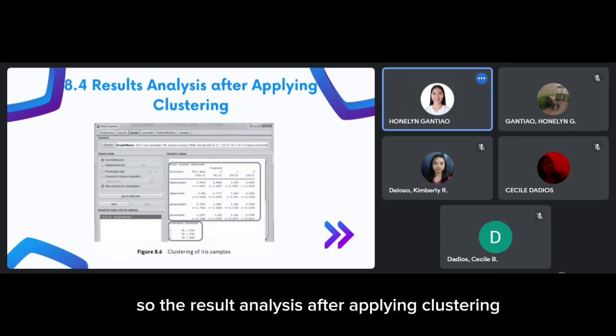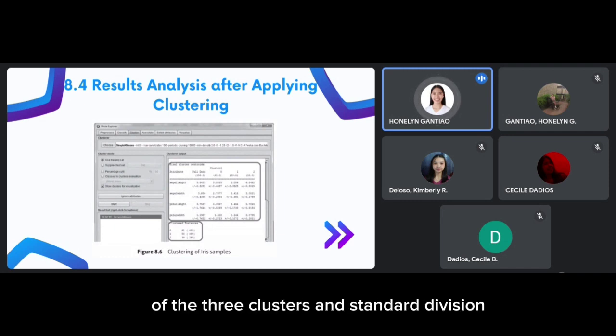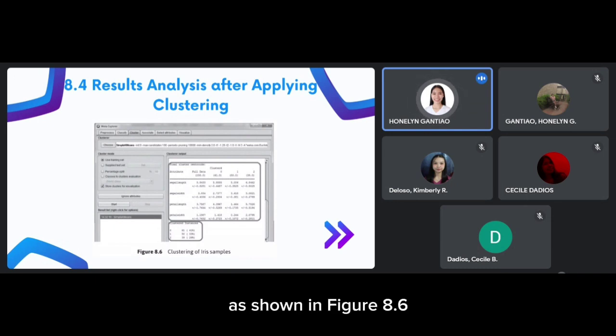So, the result analysis after applying clustering. After applying the simple k-means clustering algorithm, we see the centroids of the three clusters and standard deviation for the sample values in each cluster as shown in figure 8.6.